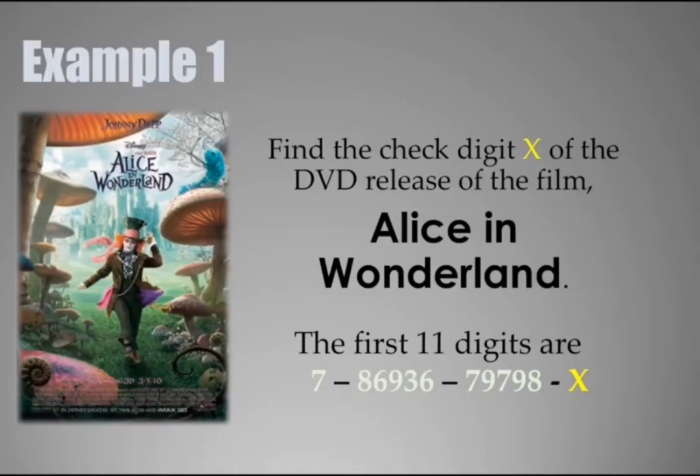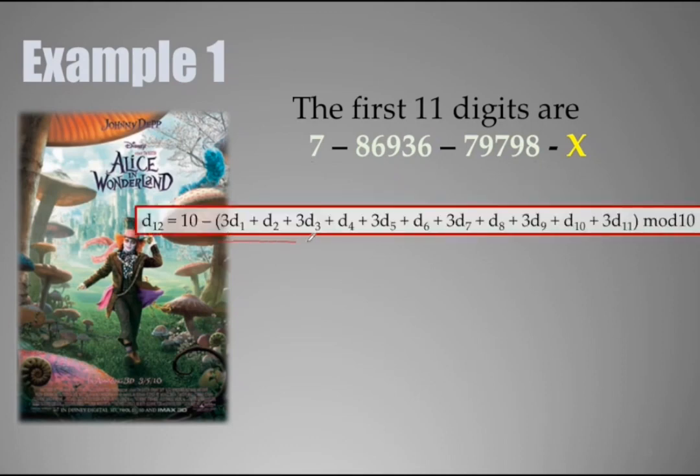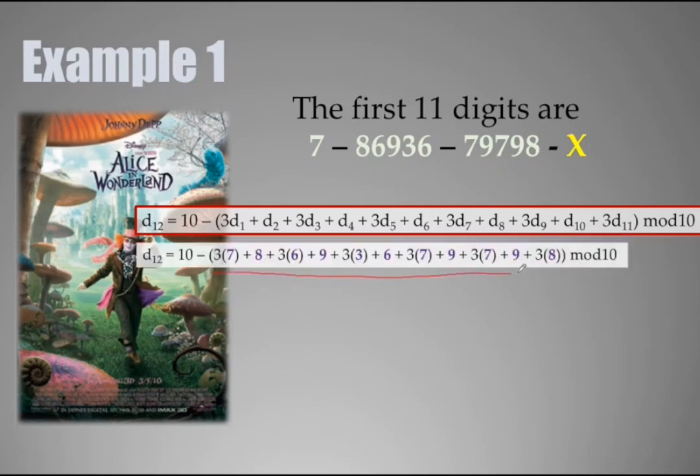In the first example, let's find the check digit of the DVD release of the film Alice in Wonderland, where the first 11 digits are 7, 8, 6, 9, 3, 6, 7, 9, 7, 9, 8. So 7 is our D sub 1, 8 will be our D sub 2, up until 8, which is our D sub 11. Substituting those values to this quantity, where the first, 3rd, 5th, 7th, 9th, and 11th will be multiplied by 3, we are going to have 155.